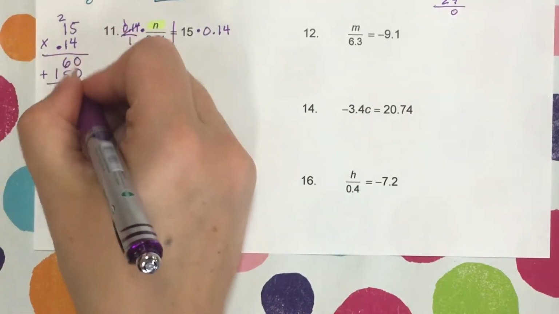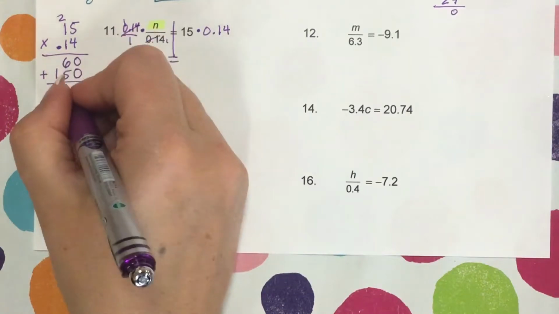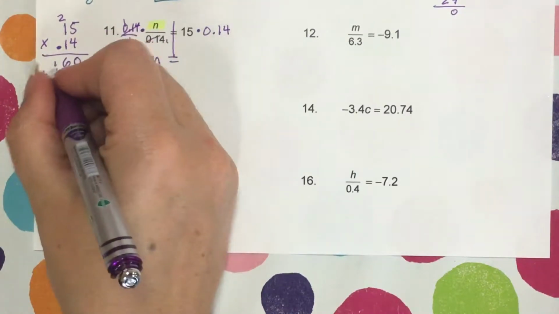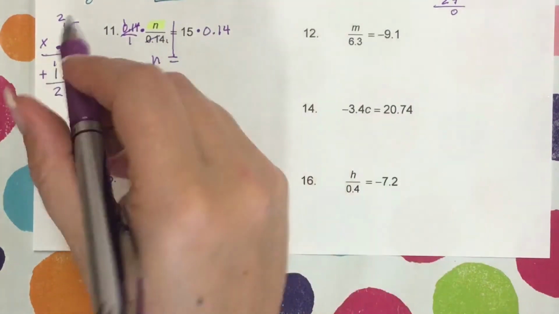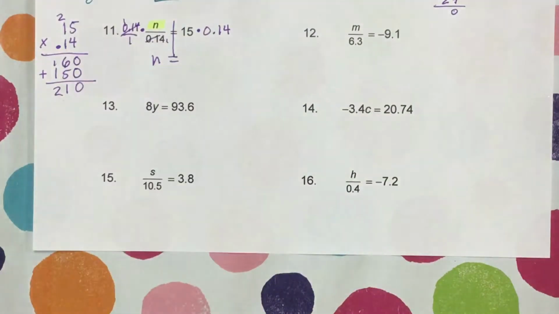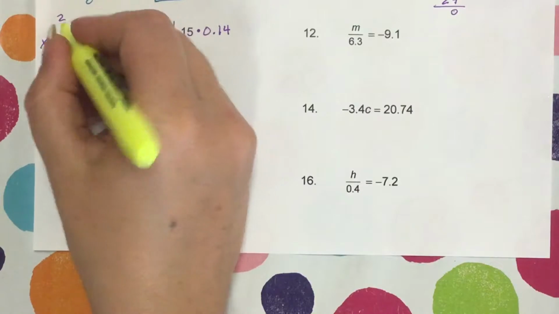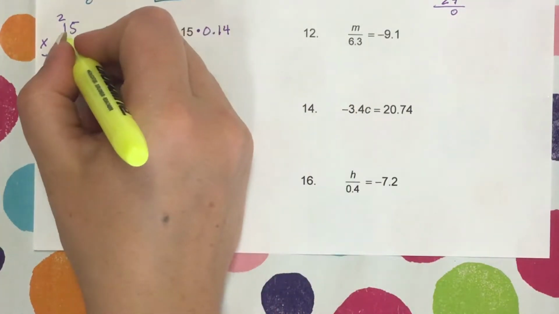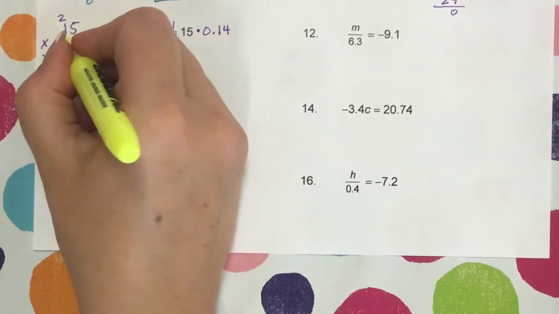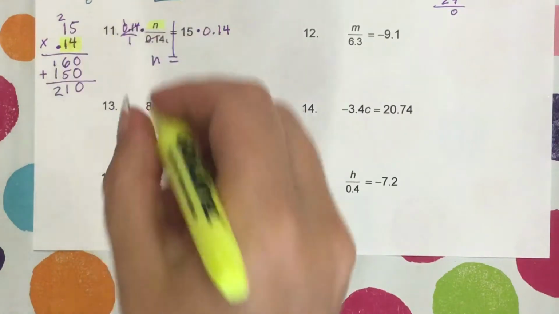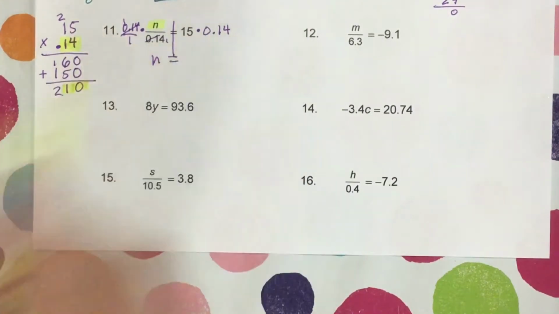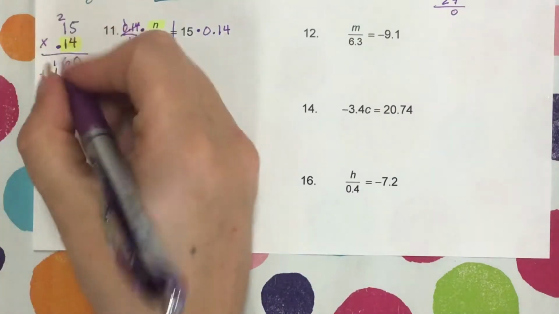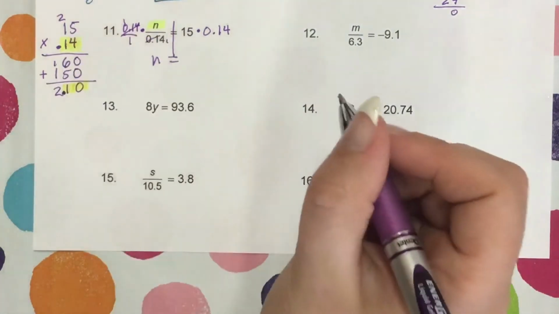So then I add. I get 0. 6 plus 5 is 11. Write the 1, carry the 1. 1 plus 1 is 2. So I have 210. Now I need to worry about the decimal places. So I go back to my original numbers, and there's no decimal places there. There's 1 decimal place here, and then another one. So that's 2. So that means my answer has to have 2 decimal places. So this is 1, 2, which means my decimal goes right here.